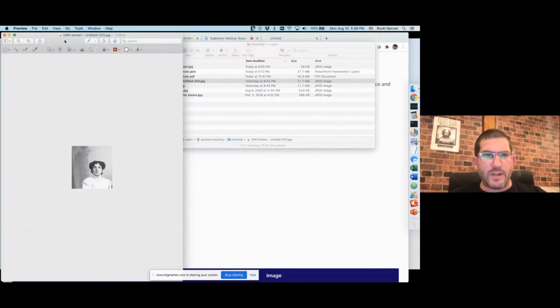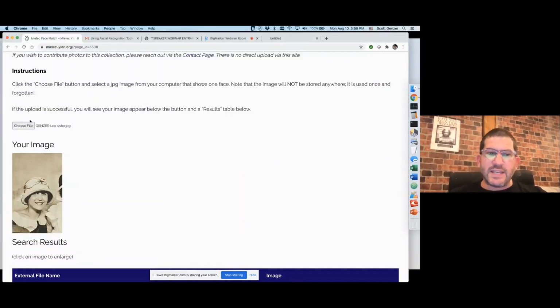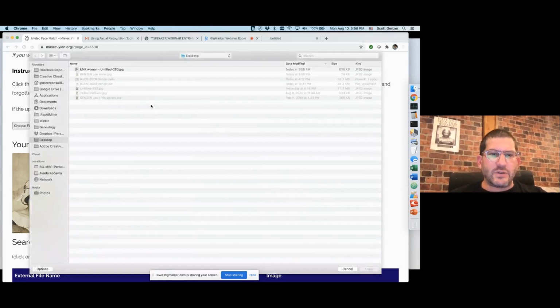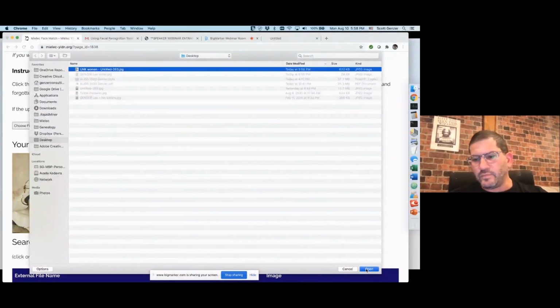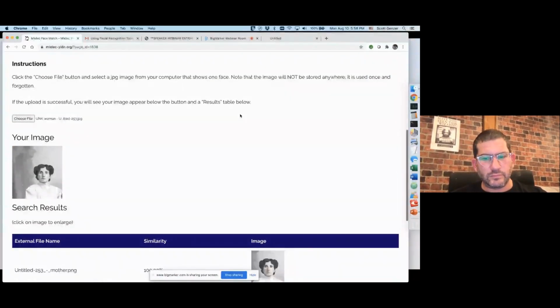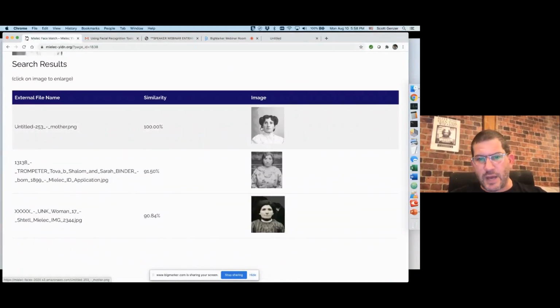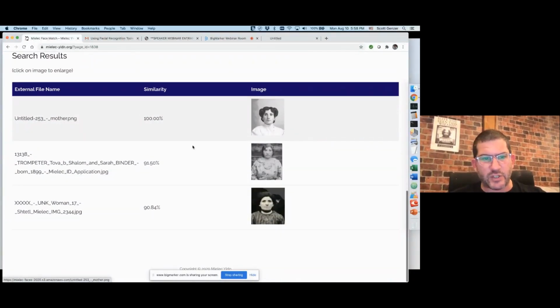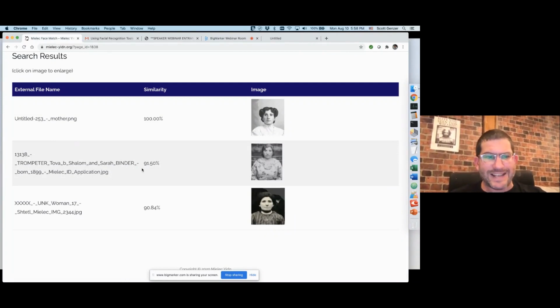So let me redo that crop here, save this. And once again, all I got to do now is choose file, open, and then poof. This is the proof of concept. I had already uploaded this picture. And these are now the avenues I'm examining, whether she was possibly a trumpeter, Tova. It's possible, born 1899. It's not bad.